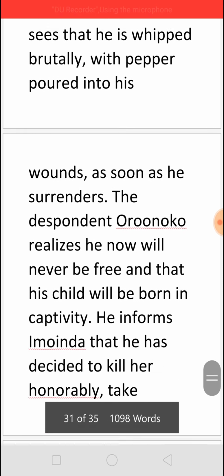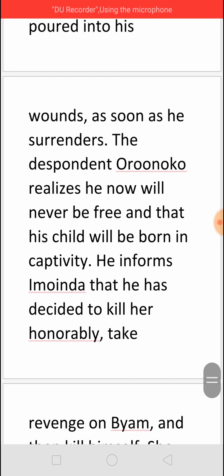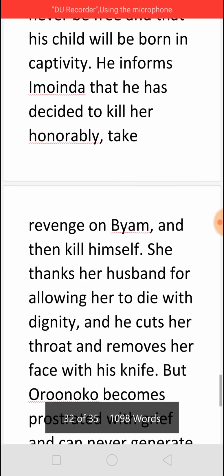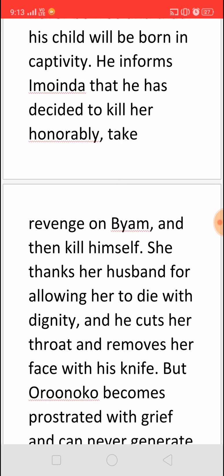And now Oroonoko realizes that he will never be free, and he was very sure that his child will be born as a slave. So he tells Imoinda that in order to save her dignity and to die in honor, he wants to kill her. And at the same time, he tells her that he will definitely take revenge on Byam, and then afterwards he'll kill himself and follow her after death.